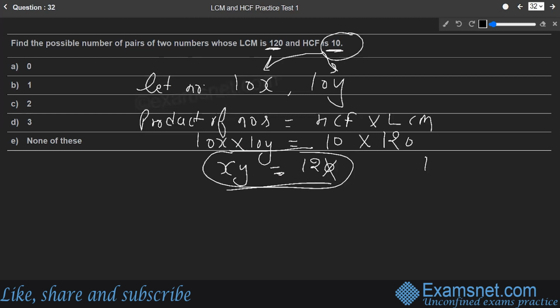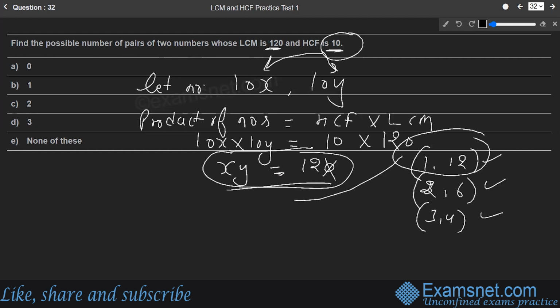One such pair can be 1 and 12. Another such pair can be 2 and 6. Another such pair can be 3 and 4, and that's it. So these are the three pairs whose product is 12. Let us take the first pair, 1 and 12. Our numbers were 10x and 10y, so the numbers will be 10 and 120. And 10 and 120 clearly satisfy the condition, because the LCM of 10 and 120 is 120 itself and their HCF is 10 itself. So let us count this as 1.